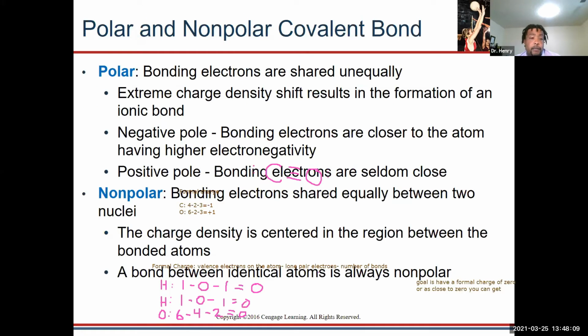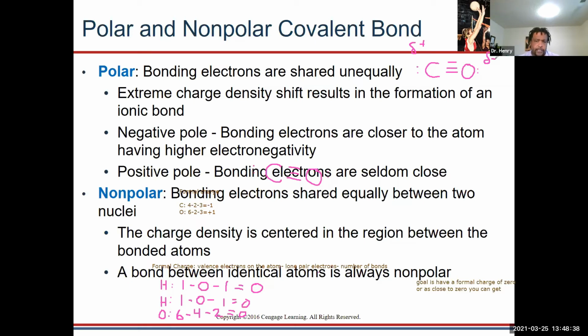So we've already talked about polarity, right? Polarity basically means that something is going to have poles. It's going to have a positive pole and a negative pole. So when we were talking about carbon monoxide, I said that this guy is partially positive, and this guy is partially negative, right?